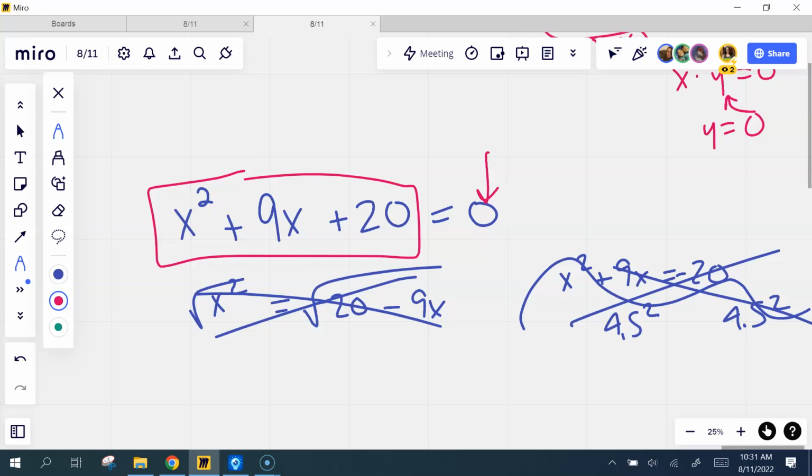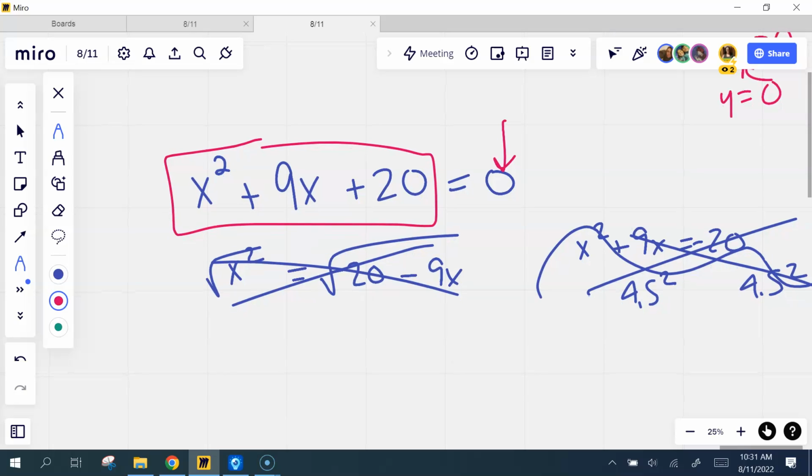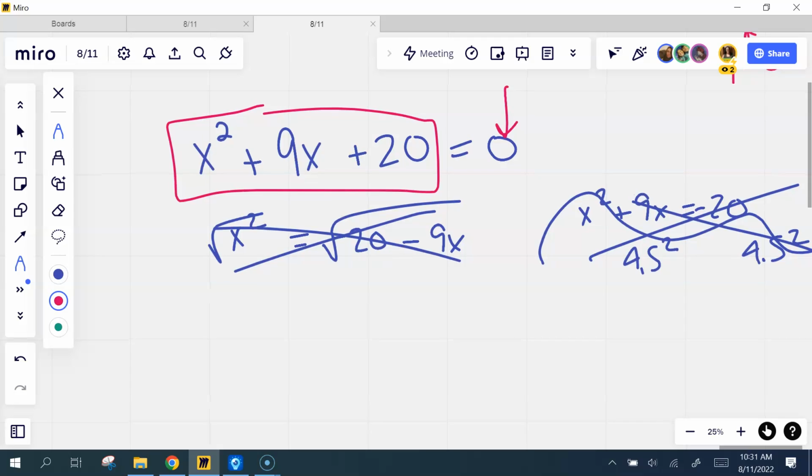Completing the square. Yeah. You forced a perfect square trinomial on the left side and then you factored and solved. Yes. This is a hard one to do that with because your b is not even. But look, that's okay. Okay, so watch what happens.